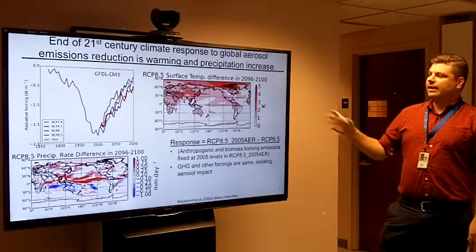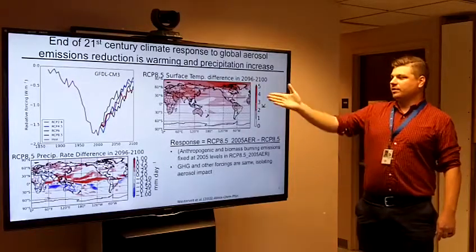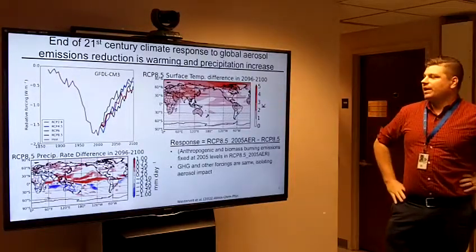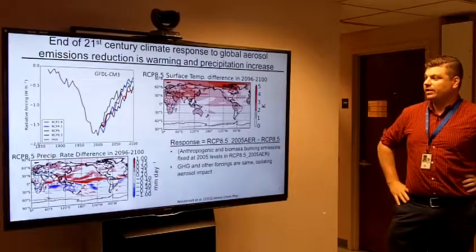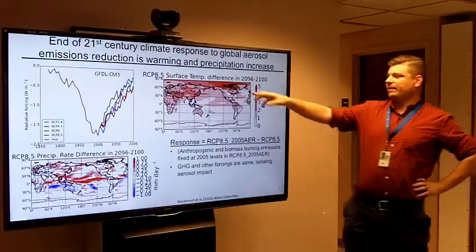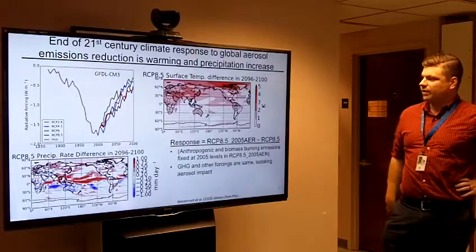But looking at how the temperature and the precipitation change at the end of the century, you can see here that by 2100 or so, there's going to be an increase in temperature almost everywhere just from reducing aerosols. The biggest effect happens in the Arctic, but it's really spread out over the globe everywhere.